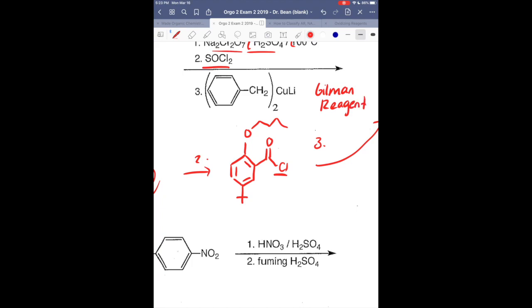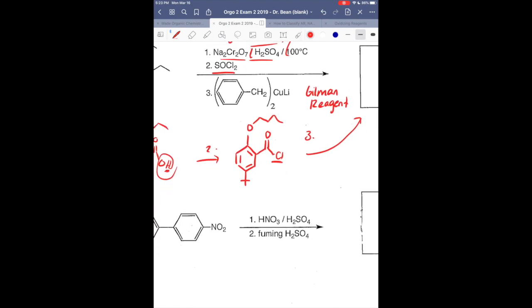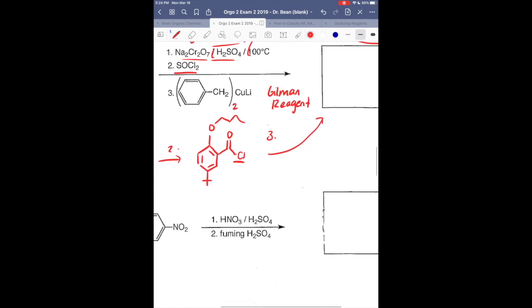And the Gilman reagent is particularly going to react with these acid chlorides. Okay? And you may remember this from Orgo 1 if you covered the Corey-House reaction and the reagent used there. So you have these 2 alkyl groups. You see the big 2 here? You have 2 of them, but only one is going to add. So don't let that confuse you. Only one is going to add.